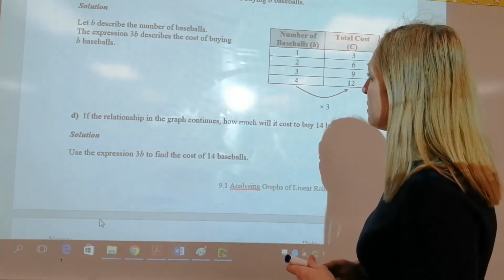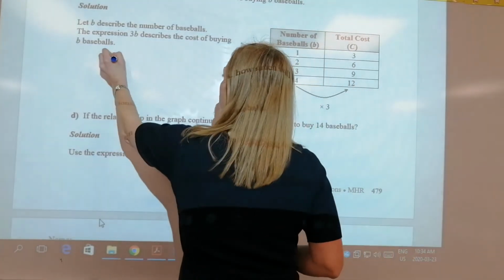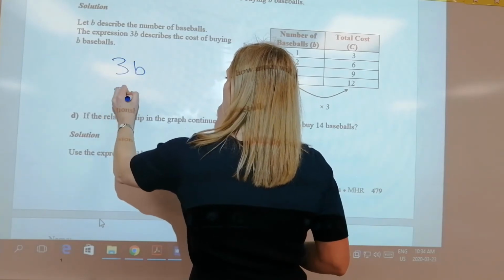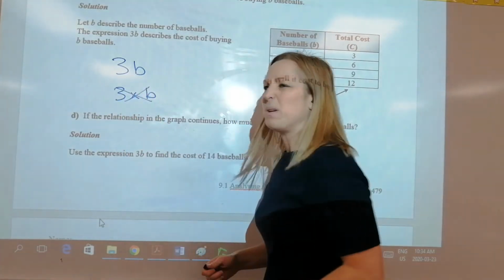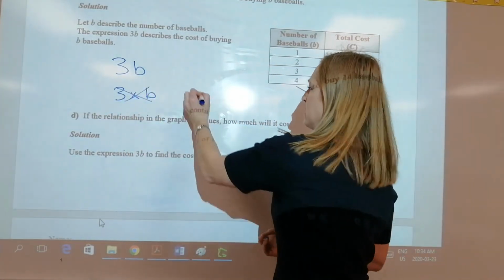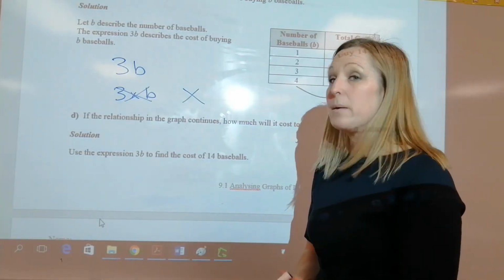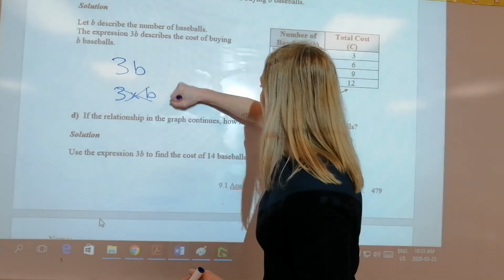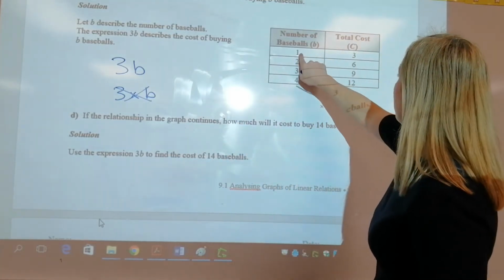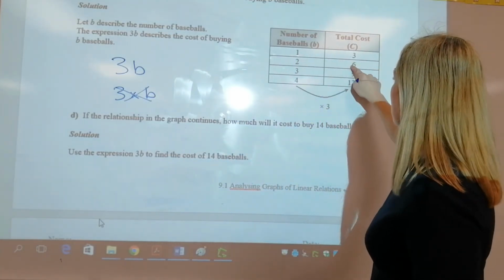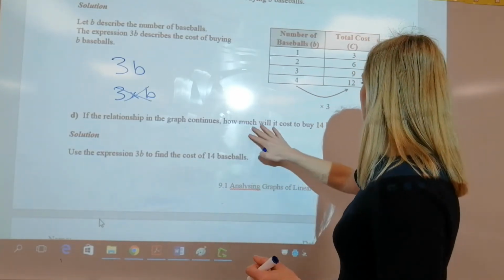So let B describe the number of baseballs. The expression 3B describes the cost of buying baseballs. So we have 3B, which means 3 times B. We do not ever want to write 3 times B with the times symbol because when we're looking at algebra, that means X, and if we use it as a way of multiplication, things become confusing. So if we want to do 3 times B, 3B. 1 times 3 is 3. 2 times 3 is 6. 3 times 3 is 9. It will go on forever like that.